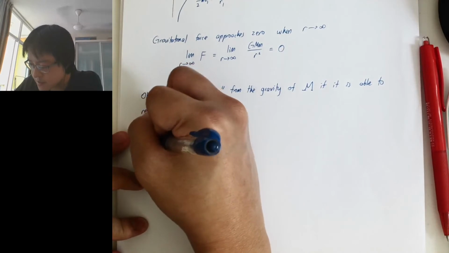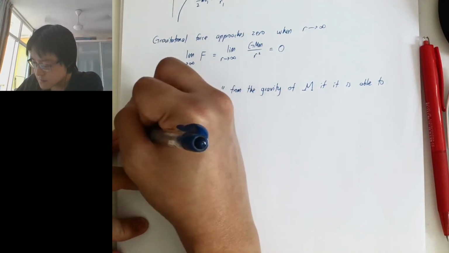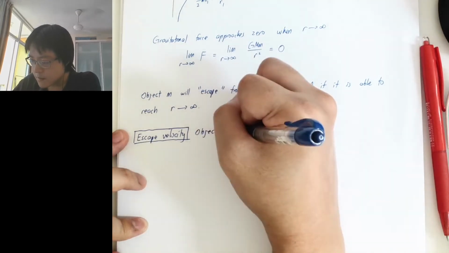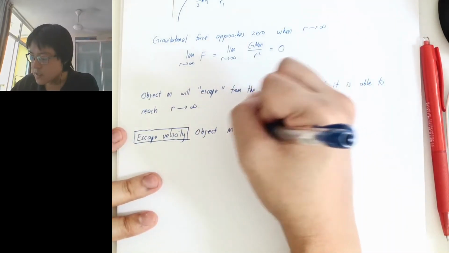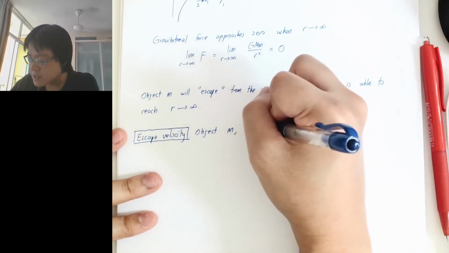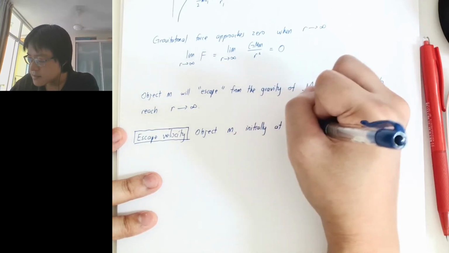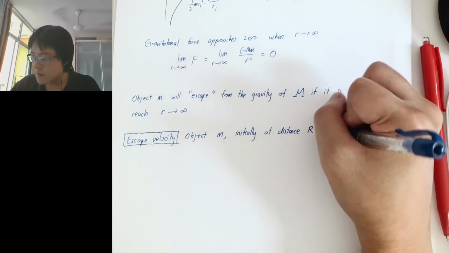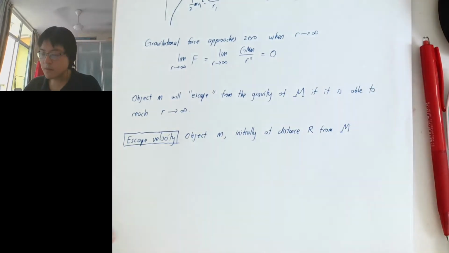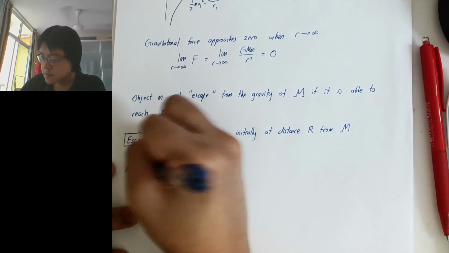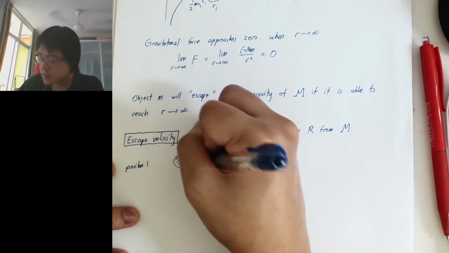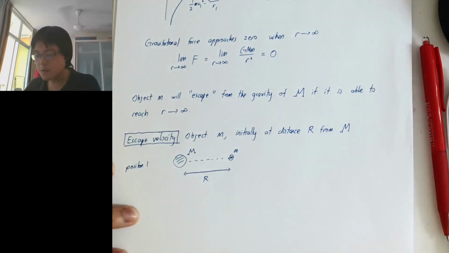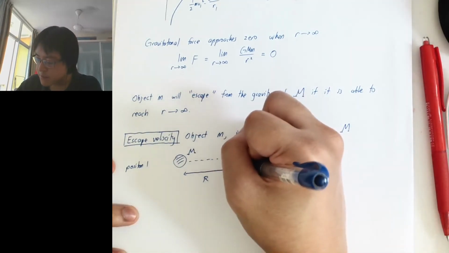So let me talk about escape velocity. Let's say I'm talking about object m, which is under the gravity of big M. It's initially at some initial distance, it could be any number, but let's call it big R, away from my big M. So at position 1, big M is here, and I have some distance R away from here. And the speed of m, let's call this u.